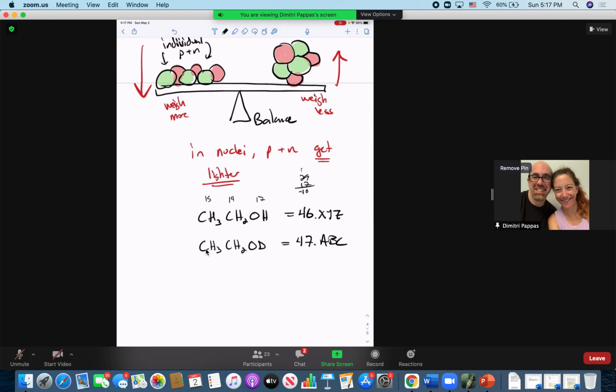If I go back to this molecule and I make this a carbon-13, and I go back to a hydrogen, this is still basically one neutron heavier in each case. It's going to be 47 with different decimal places. So even though only one neutron is added, the mass is different.